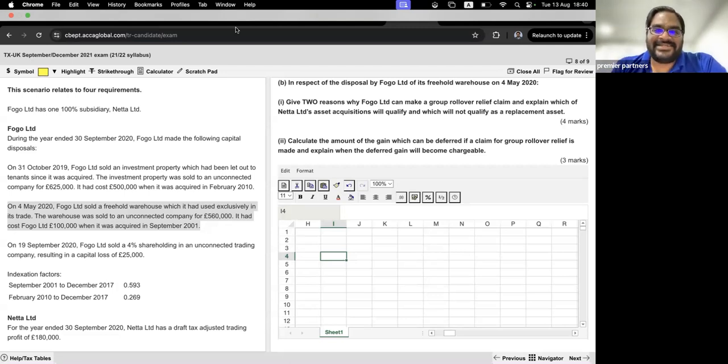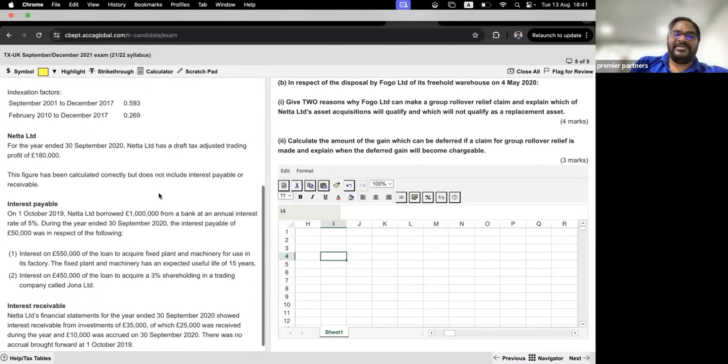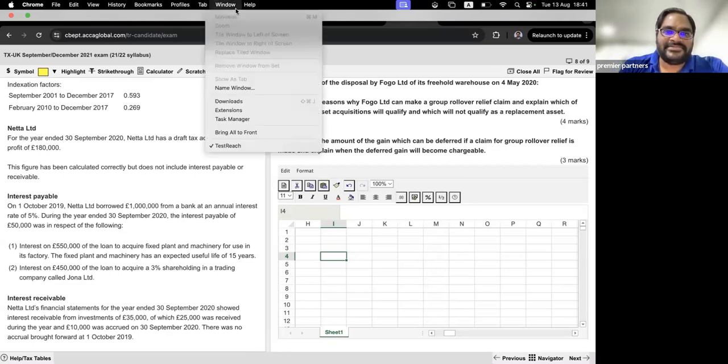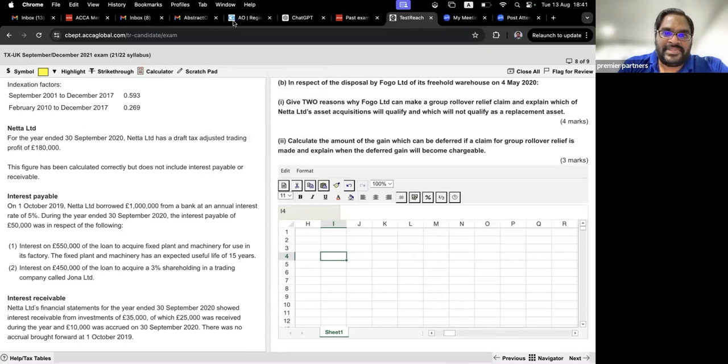Okay, all right. Shares are not qualifying business assets for rollover relief. All right, let's talk about Netta Limited as well. For the year ended 30th September 2020, Netta Limited's plant and machinery is qualified. All right, okay, let's see.